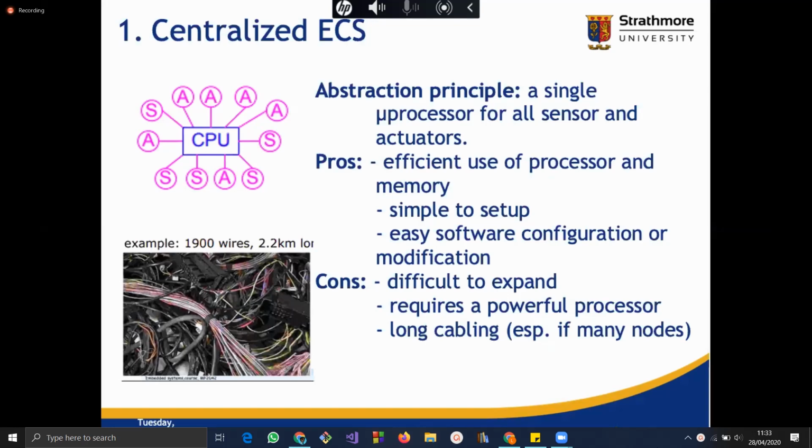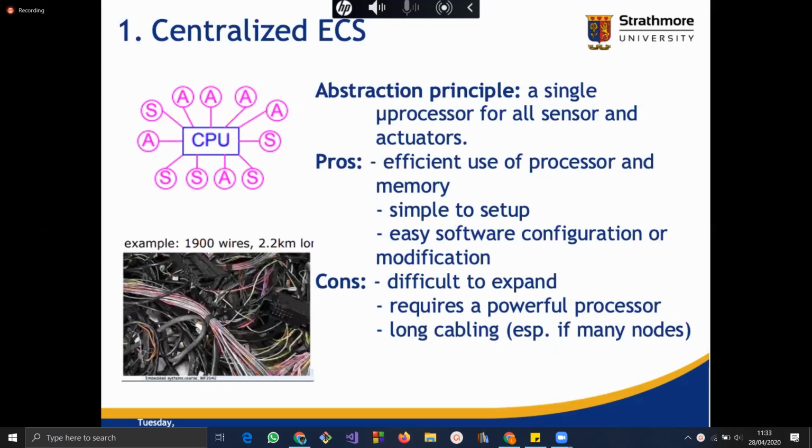The problem is that it becomes difficult to expand, especially when the resources of that CPU are depleted. For example, if this CPU can only support maybe 20 sensors and 20 actuators, and now the system you're designing requires 50, it will be difficult to expand. It means you need to get rid of that control unit and get another one which has more capability. So it's difficult to expand in future. That's something you should keep in mind.